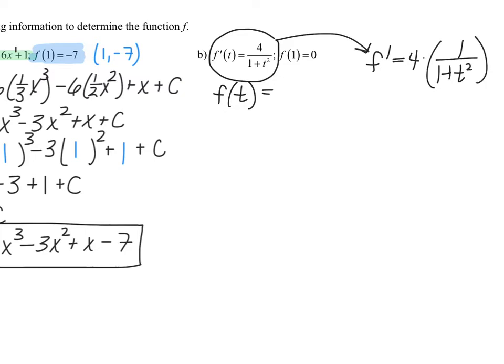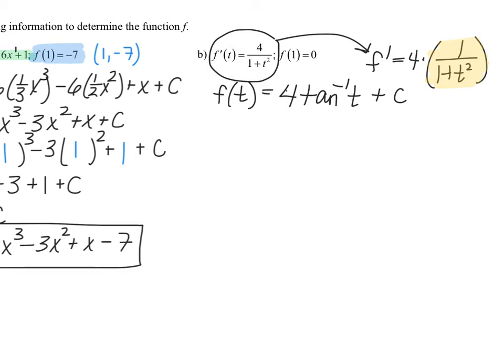So the 4 is really just the coefficient in this case. So therefore, my antiderivative will contain a 4. And then we just have to think about what the antiderivative of 1 over 1 plus t squared will be. And that's one of our derivative rules that hopefully we have memorized. It turned out that inverse tangent had a derivative of 1 over 1 plus t squared. Therefore, the antiderivative would be the inverse tangent of t. And then plus a constant, because again, this is the general antiderivative.